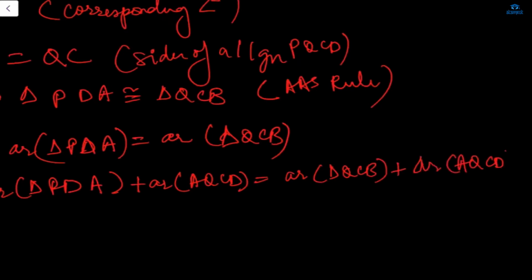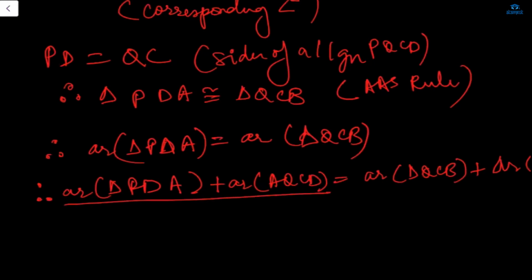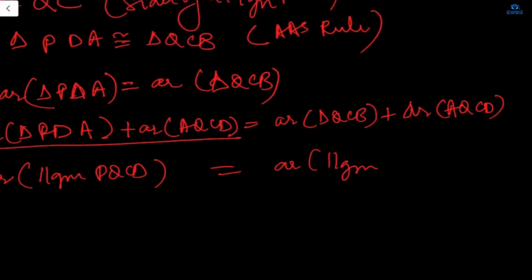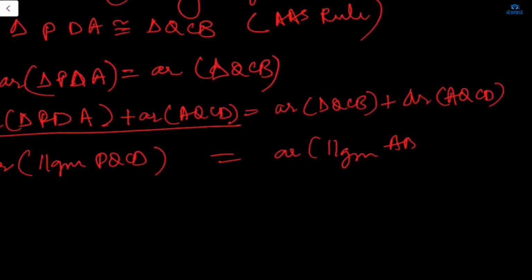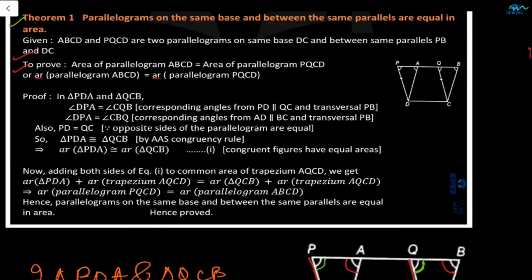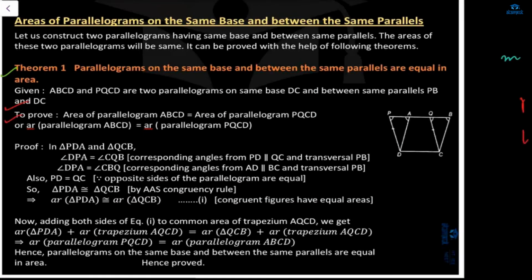Now, what does this mean? This means area of parallelogram PQCD is equal to area of parallelogram ABCD. You always write parallelogram; I am writing the short form ABCD. So hence proved. Any doubt till here? No, ma'am. Arham, Ridhima? No, ma'am. So you will have many more theorems or results based on the same theorem.